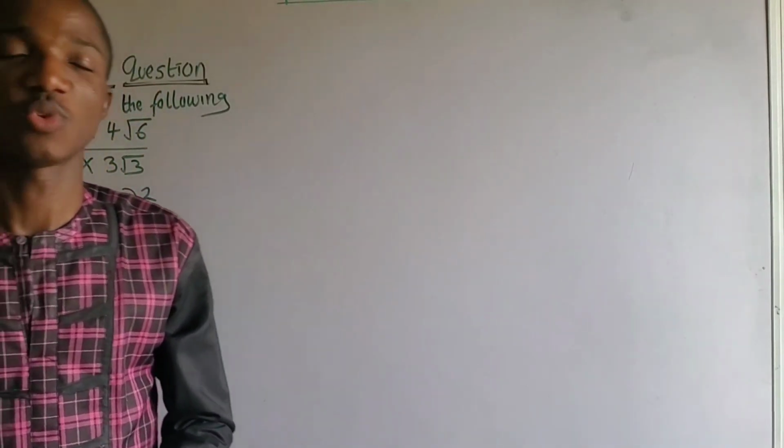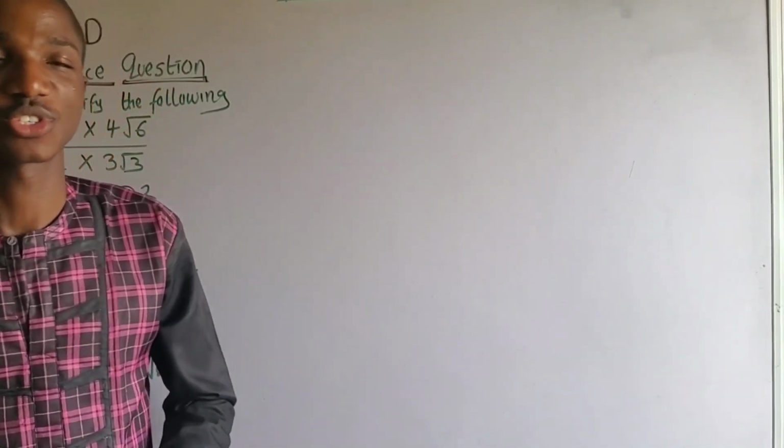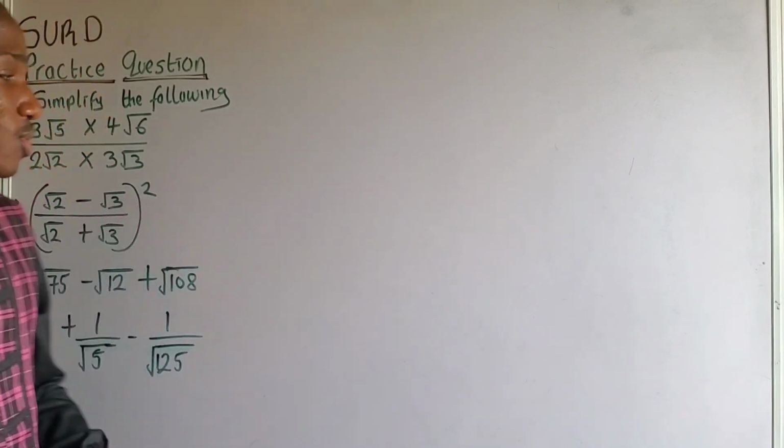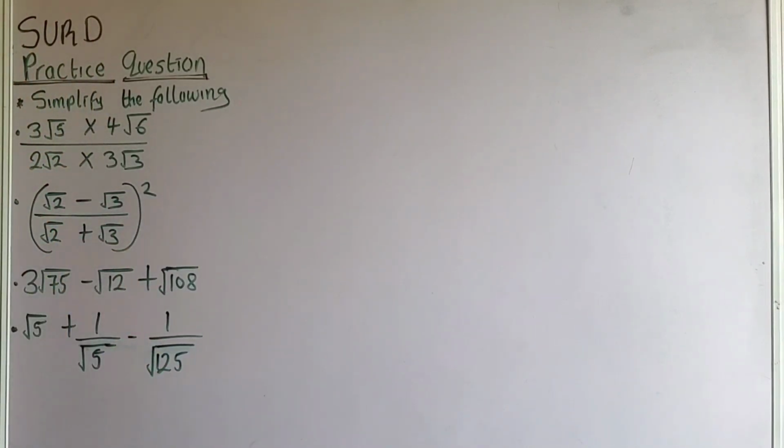In this class, we're going to go over past exam questions on this concept, surds. Okay, let's consider the question that we have on the board. We are asked to simplify the following. The first question: (3 root 5 plus 4 root 6) all over (2 root 2 multiplied by 3 root 3).